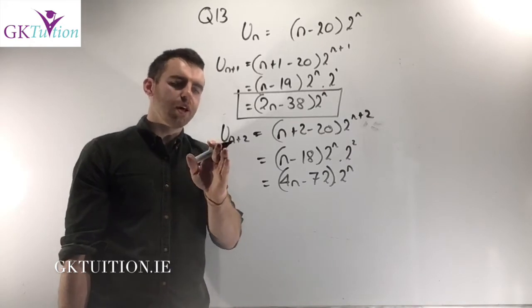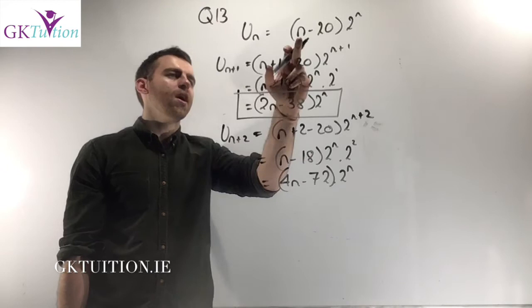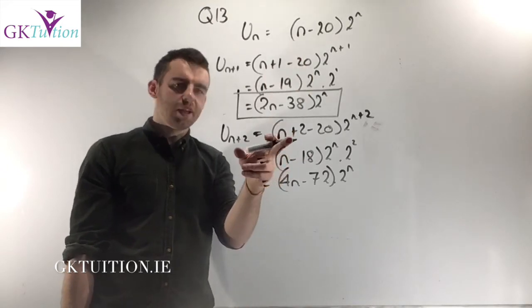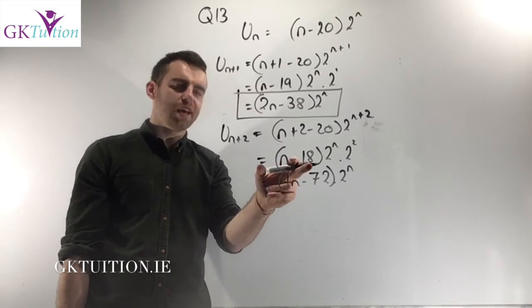Now I need to work out what un plus 2 is. To work out un plus 2, everywhere there's an n, I'm going to sub in n plus 2. So it becomes n plus 2 minus 20, which is n minus 18.